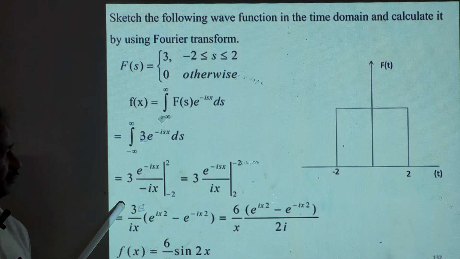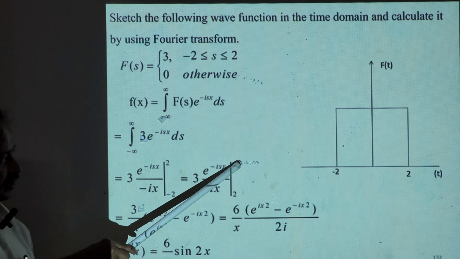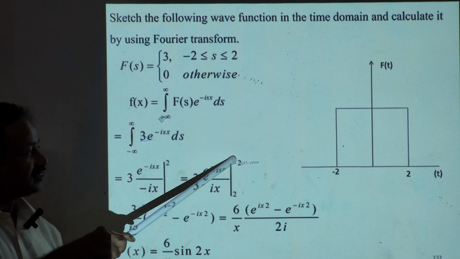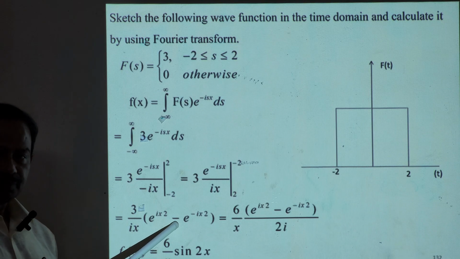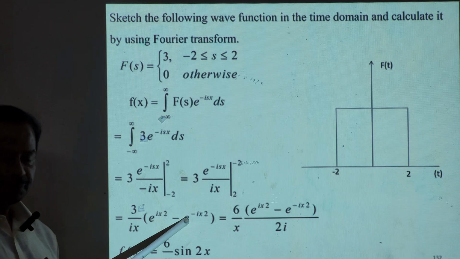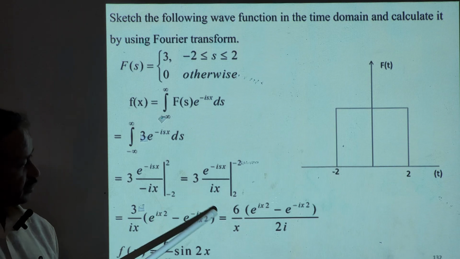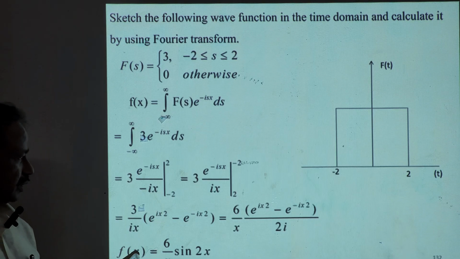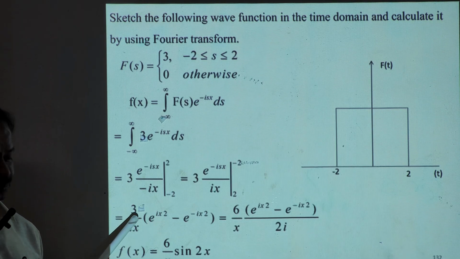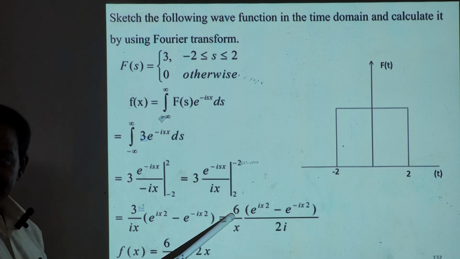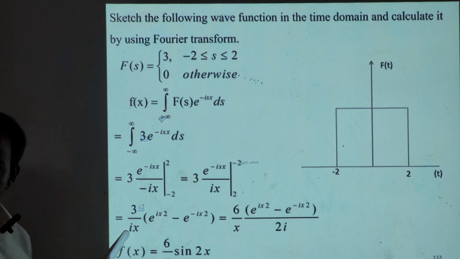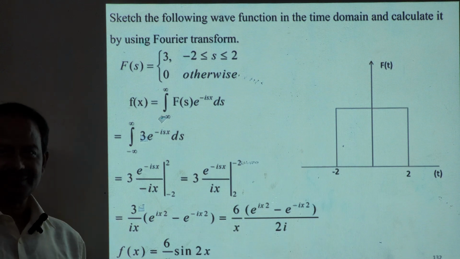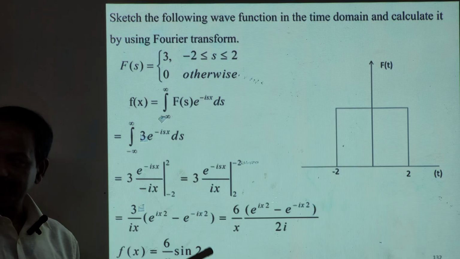So now substituting the upper limit will give you 3 divided by ix. Substituting the upper limit, already one minus is there, so minus minus plus will give you e power ix2, minus substituting the lower limit, which will give you e power minus ix2. Correct? Now multiply and divide by 2. That will give you 6 by x. Here you have 2i. I have brought this i here. So this becomes 2i. What is this one? This is your sin 2x. So 6 by x times sin 2x.